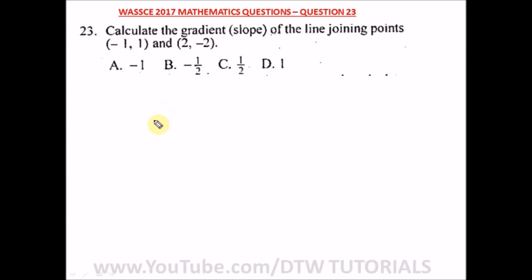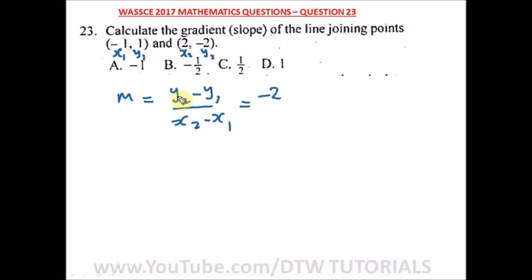Question 23 of our WASSCE 2017 mathematics past question. It says calculate the gradient, that's the slope, of the line joining points this and this. So we have X1 and Y1, and we have X2 and Y2. Remember, the gradient of a line is Y2 minus Y1 over X2 minus X1.